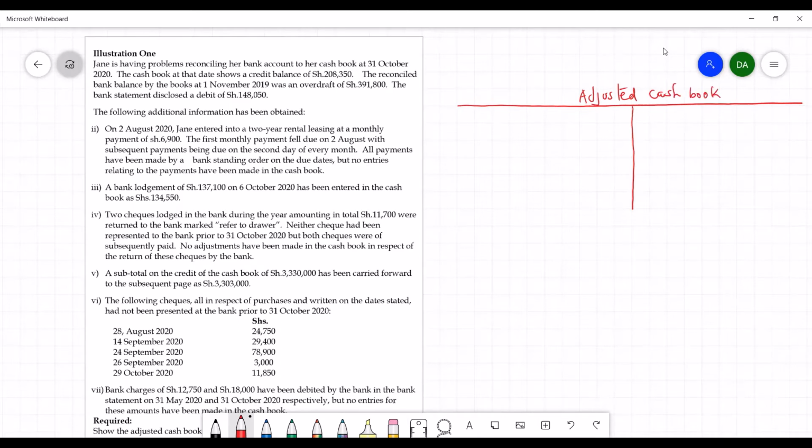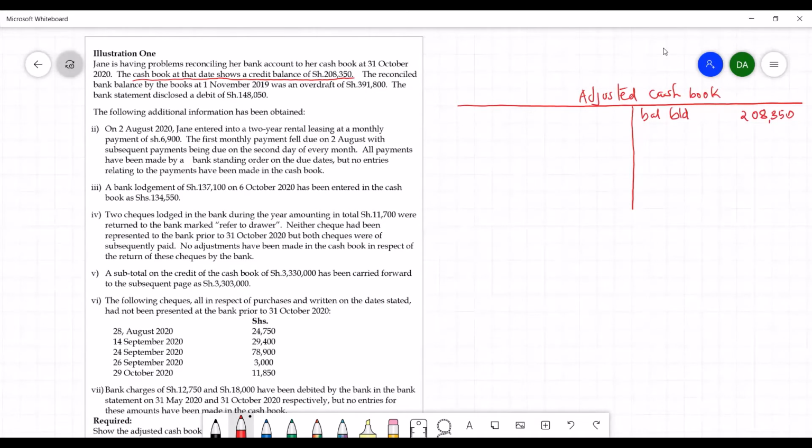We start with the balance brought down, and we are told that the cash book as of that date shows a credit balance of 208,350. That we enter on the credit side, and you say balance brought down. The balance brought down there, which is on the credit side of the cash book, is 208,350. Now to that, we make adjustments as follows.